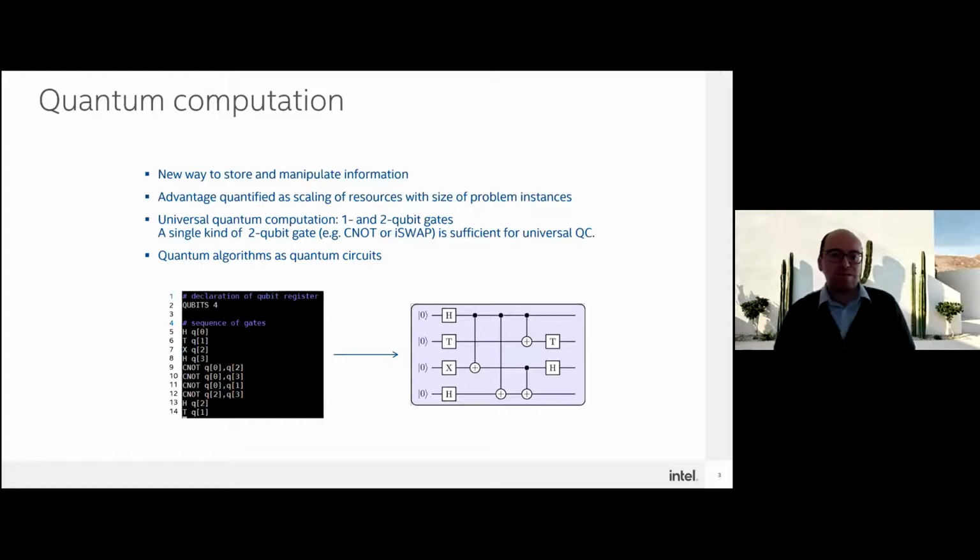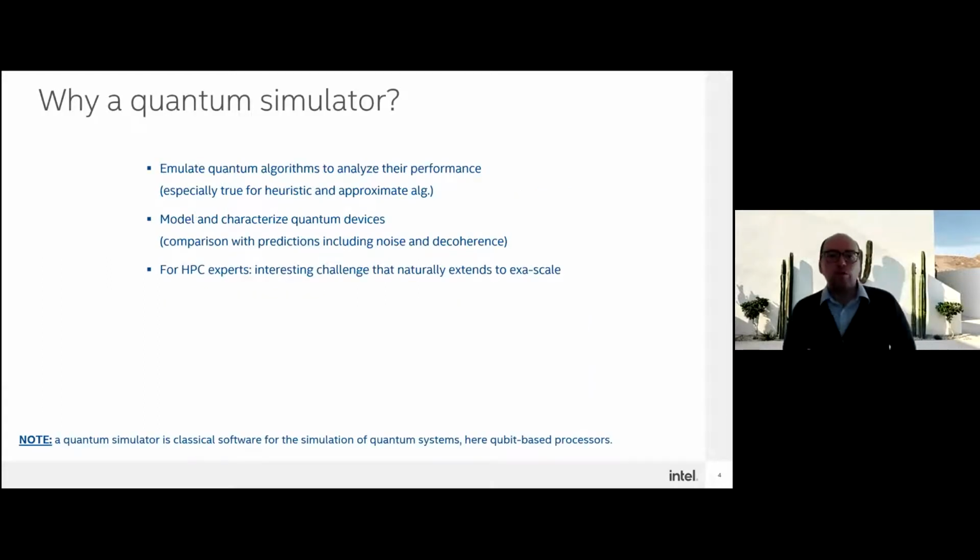Now, how can one visualize quantum algorithms? Typically, they are shown on the left as a sequence of quantum assembly instructions, or QASM instructions. Otherwise, on the right, they can be visualized as a quantum circuit. I think that I don't have to go into details on the explanations. Now, the question is, why do we need a quantum simulator? And there are at least two practical reasons why we want a quantum simulator.